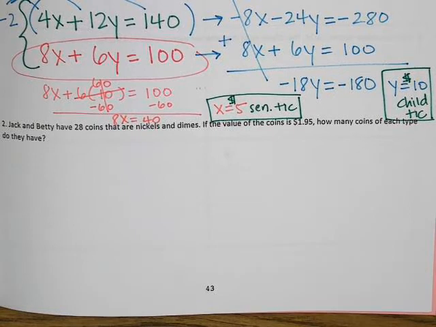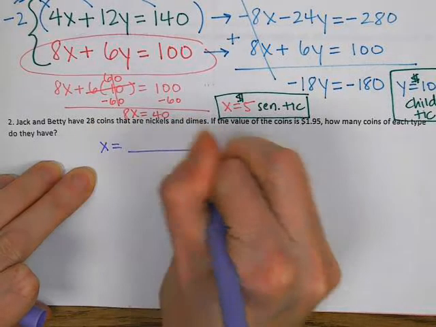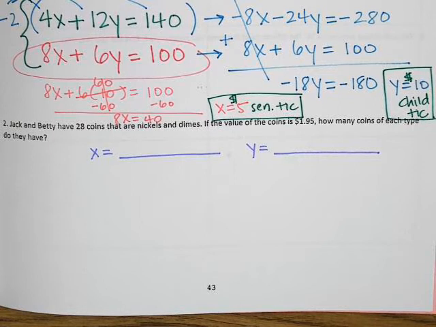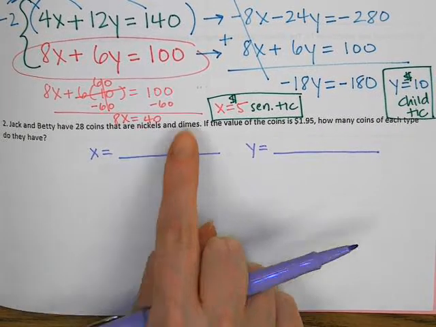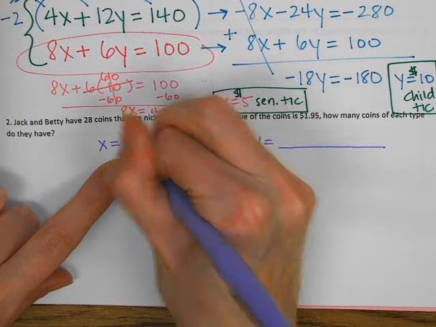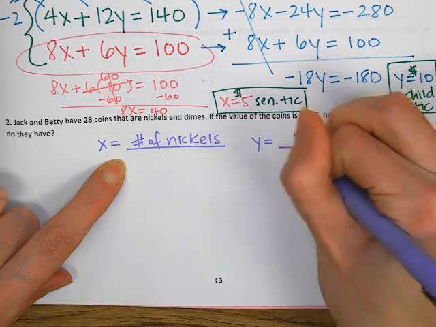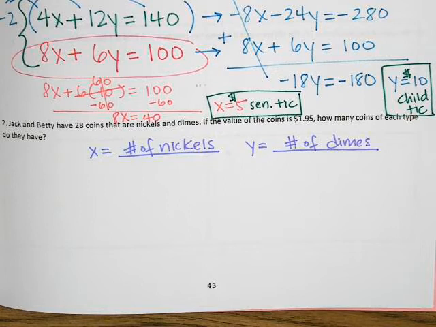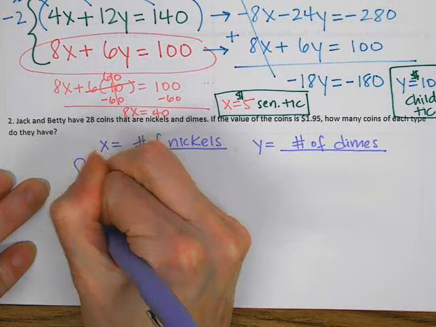First thing, tell me what X and Y represent. So usually just read the end of the problem. How many coins of each type, and there's nickels and dimes. So X will be the number of, let's say, nickels, and Y will be the number of dimes. Okay, 2 equations because we have 2 variables.